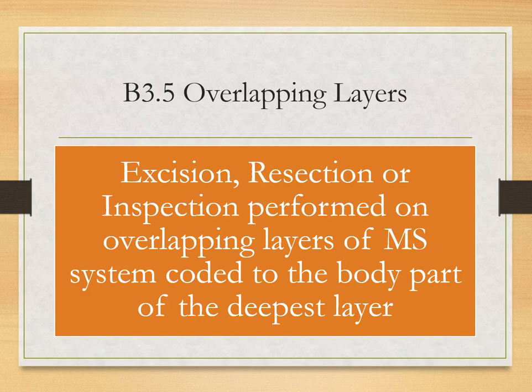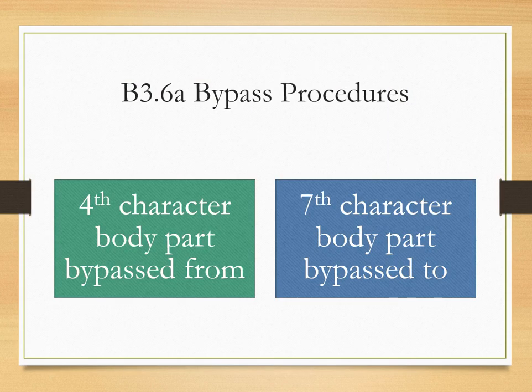Okay, next up, B3.5, which are procedures on overlapping body layers. If the root operation excision, repair, or inspection are performed on overlapping layers of the musculoskeletal system, we're going to code the body part that specifies the deepest layer. So when you're reading the operative report for this type of procedure, you do have to decide, okay, what is the deepest layer anatomically? Next up, bypass procedures.